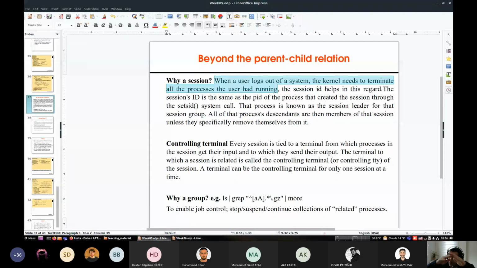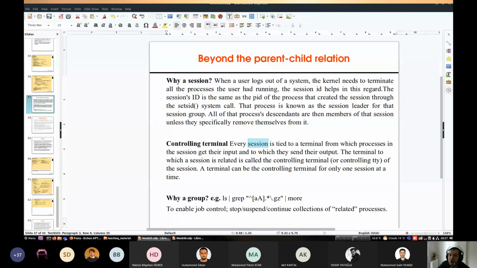Long story short, a session is a collection of processes that exists only for logistic purposes, organizational purposes, so that the kernel can easily determine which group of processes move together and so on. Now, you can have multiple sessions, and every session contains multiple processes. Every session is tied to a single terminal.